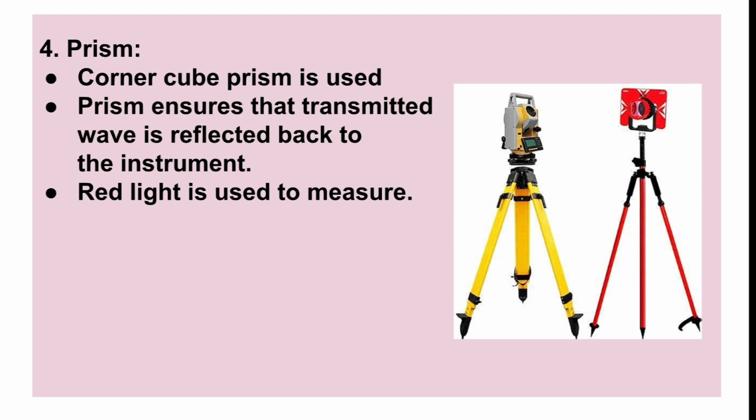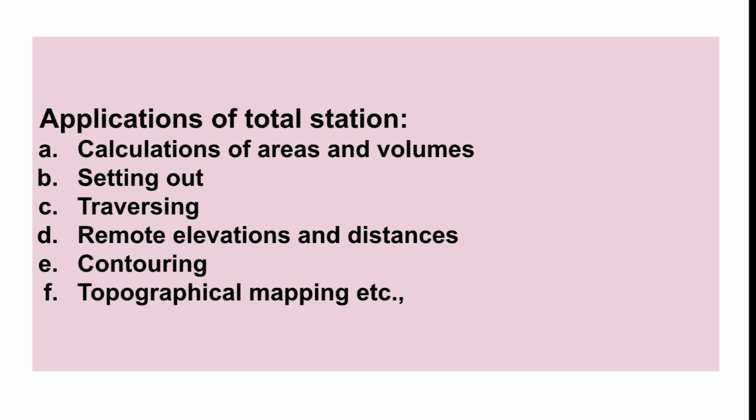Now the prism. Actually, a corner cube prism is used. The prism ensures that the transmitted wave is reflected back to the instrument, and red light, that is the track light, is used as the medium of the wave.